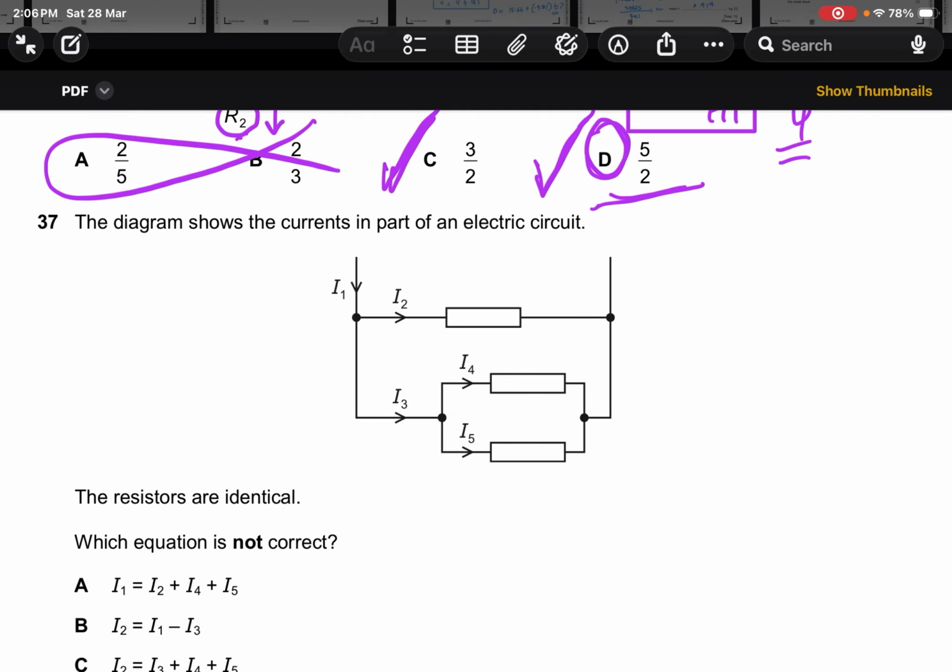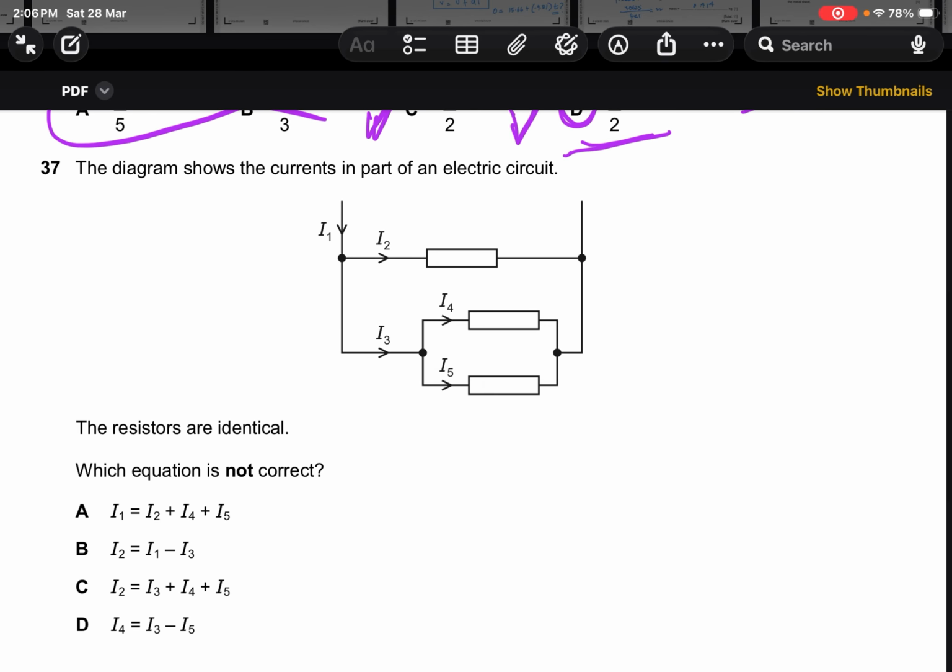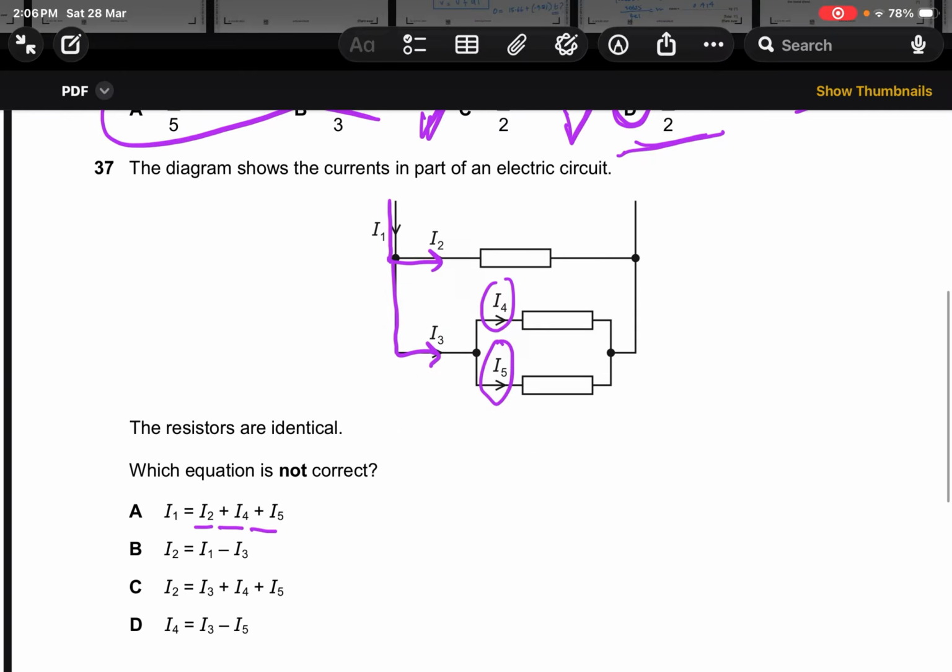Okay, the diagram shows the currents in part of an electric circuit. The resistors are identical. Which equation is not correct? कौन सी नहीं correct? Okay, अब हमें पता है I1 equals I2 plus I4 plus I5. I1 equals I2 plus I4 plus I5 बिल्कुल करेक्ट है, बिकॉज देखिए I1 यहाँ से आ रहा है, I2 में डिवाइड हो रहा है और I3 में डिवाइड हो रहा है. अब आप कहेंगे I1 equals I2 plus I3, बट I3 आगे I4 और I5 में डिवाइड हो रहा है, तो I1 equals I2 plus I4 plus I5 करेक्ट होएगा.